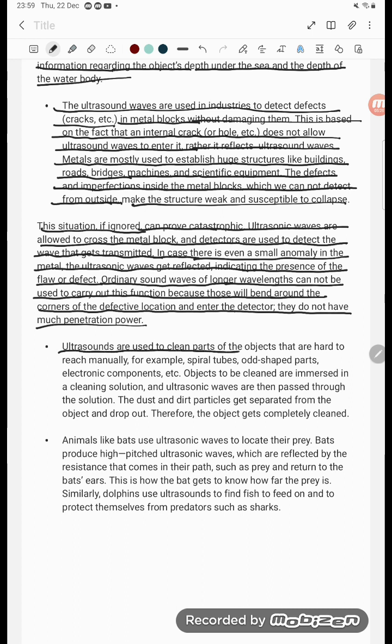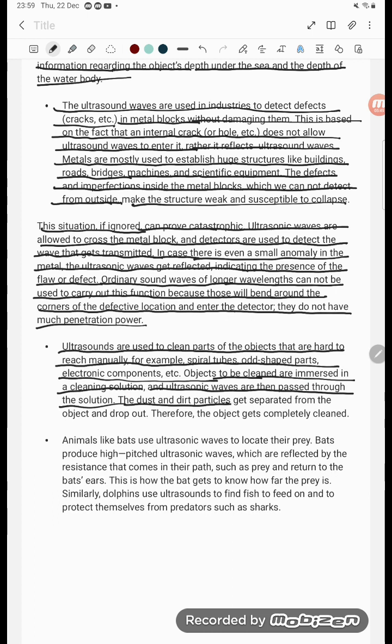Ultrasounds are used to clean parts of objects that are hard to reach manually, for example, spiral tubes, odd-shaped parts, electronic components, etc. Objects to be cleaned are immersed in the cleaning solution and ultrasonic waves are then passed through the solution. The dust and dirt particles get separated from the object and drop out. Therefore, the object gets completely cleaned.